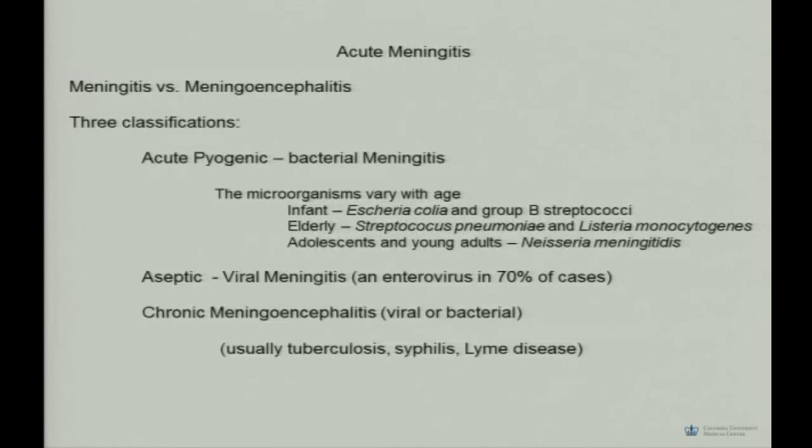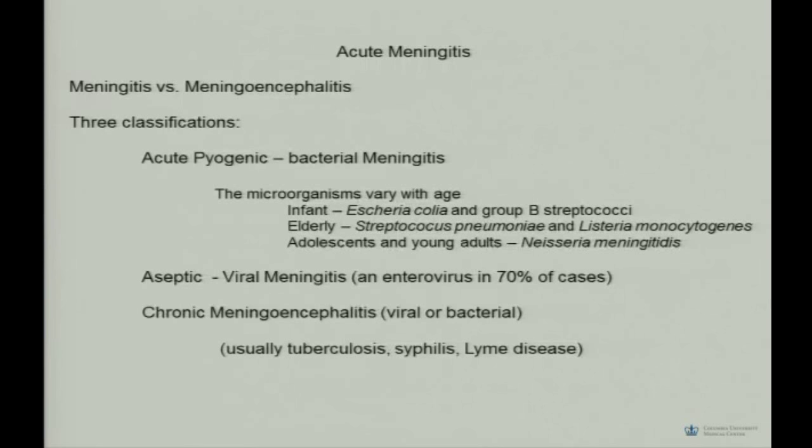Now, bacterial meningitis, the microorganism that causes the infection tends to vary depending on the age group. So in infants, it tends to be E. coli or group B strep. In the elderly, it tends to be strep pneumoniae or listeria. And in adults, young adults and adolescents, it tends to be Neisseria. So different organisms tend to cause meningitis in different age groups.